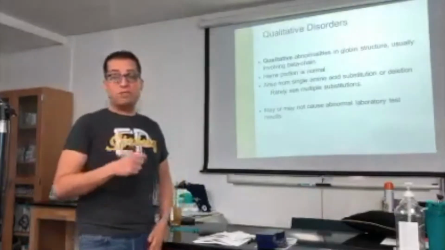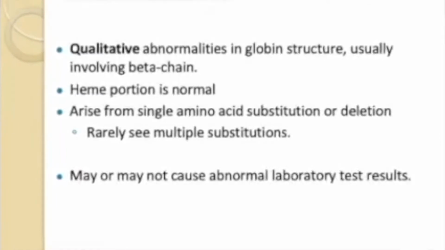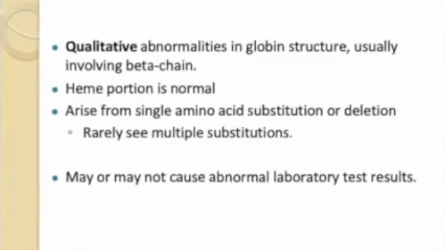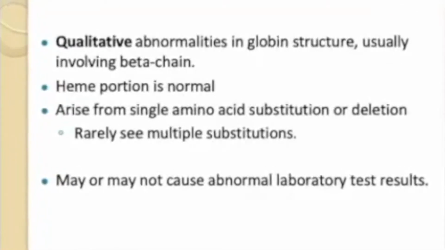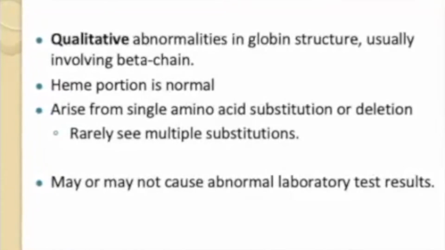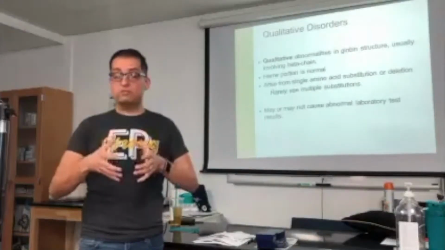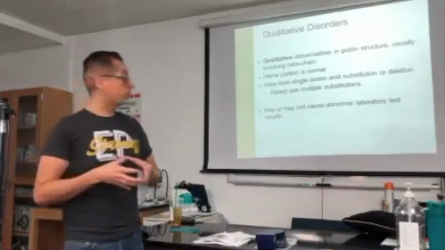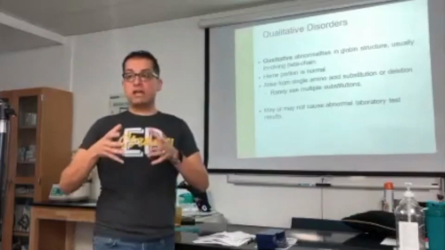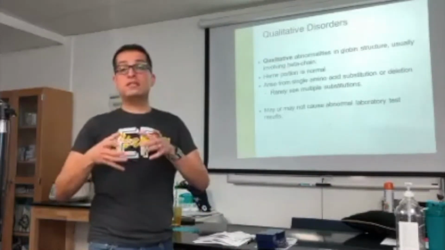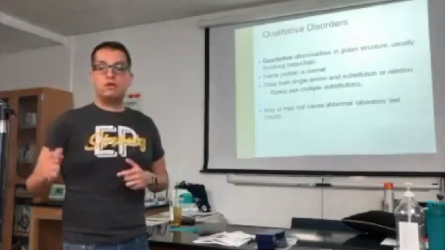Qualitative abnormalities are located in the globin structure, and it's usually going to involve the beta chain in this case. The heme portion of our hemoglobin is normal. So the protoporphyrin ring is fine, because remember, if we have an abnormality with that porphyrin ring, we call those disorders porphyrias. That's because there's something wrong with the structure of that protoporphyrin ring. In this case, there's an abnormality with the globin chain, and that abnormality creates an abnormal kind of hemoglobin. It arises from one single amino acid substitution.